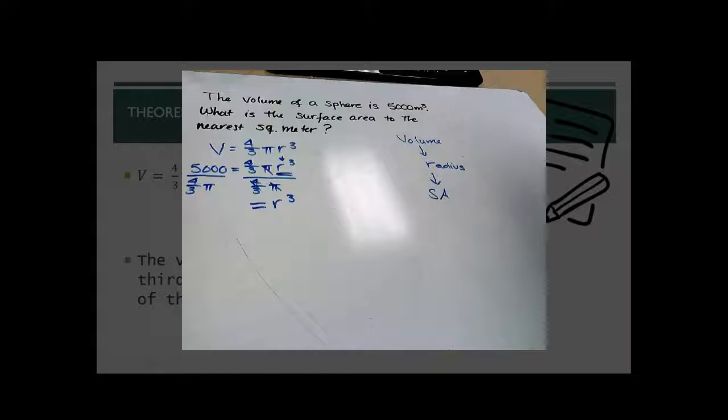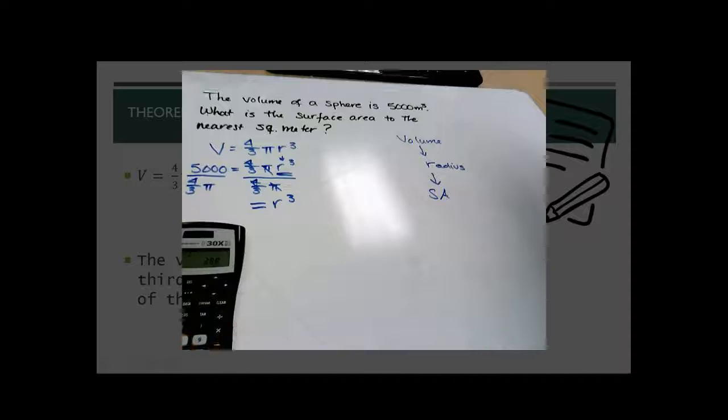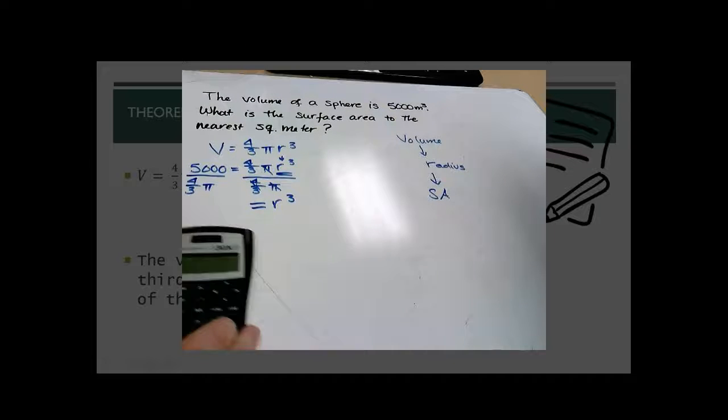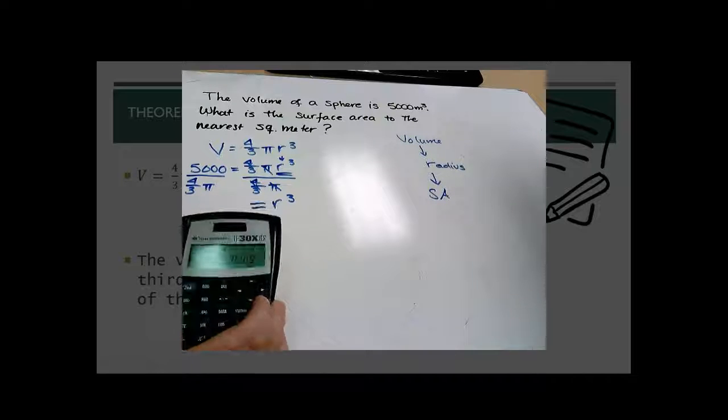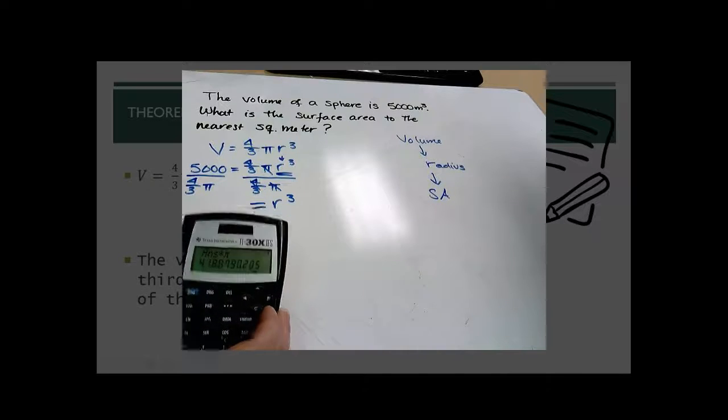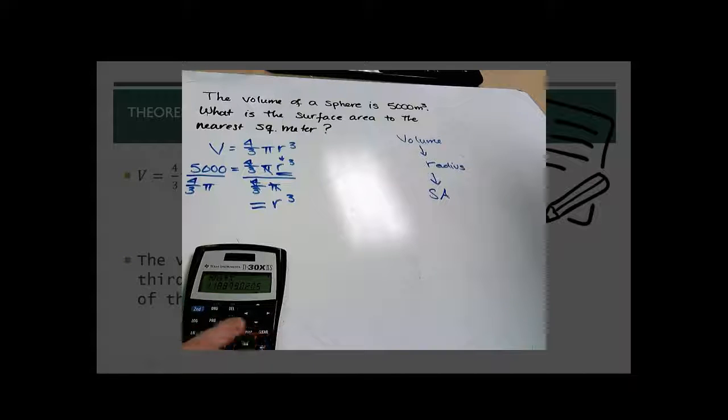So I'm going to go ahead in my calculator and I'm going to clear out what we had in there before. And I'm going to get a number here for this 4/3 pi. So I'm going to go ahead and take 4 divided by 3. And then I'm going to multiply that number by pi. And that gives me about 4.188. So now I can go back and take my volume and divide it by the 4.188. So 5,000 divided by 4.188.